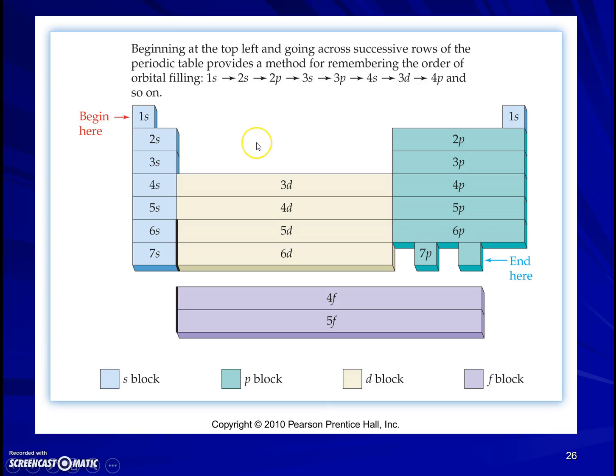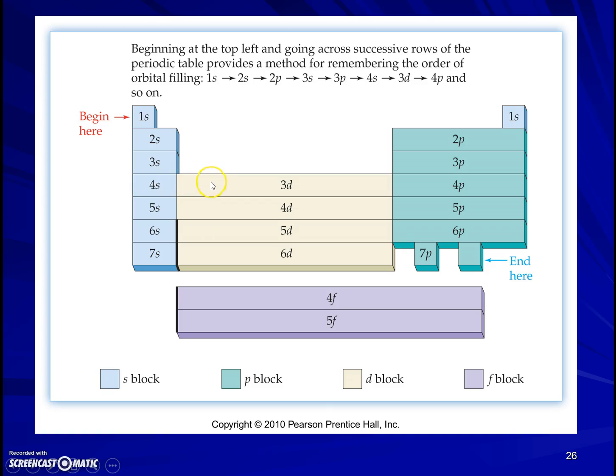Now something to notice, and this is how you can write your electron configurations. Let's say we wanted to write the electron configuration for iron, which is right here in the middle of what we call the 3d row. We want to write out where all the electrons are. We'd begin here: 1s2, 2s2, 2p6, 3s2, 3p6, 4s2. And then here's where we'd have to think or remember a little bit.